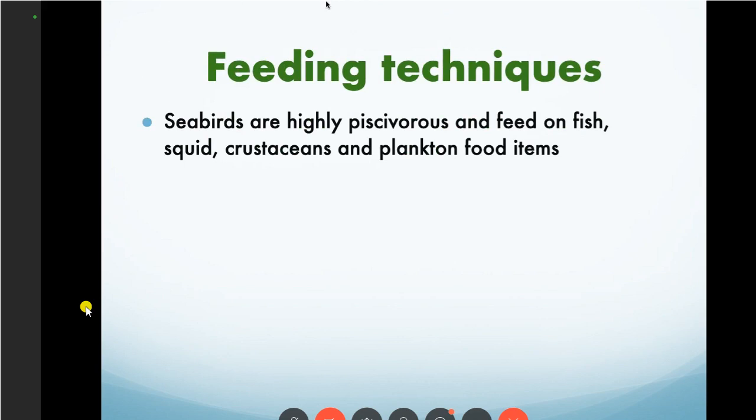So now I would like you to take a look at some feeding techniques of these birds. Since they spend most of the time in the sea, their main prey is fish. They are piscivorous birds. They also feed on squids, crustaceans, and plankton. And actually, they are very opportunistic. They'll feed on everything they get.